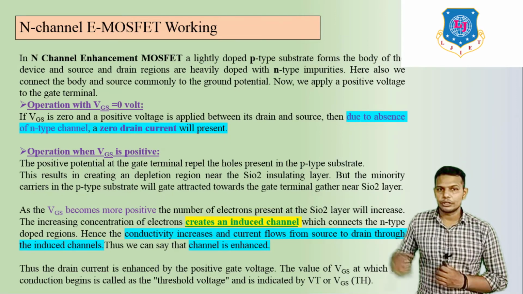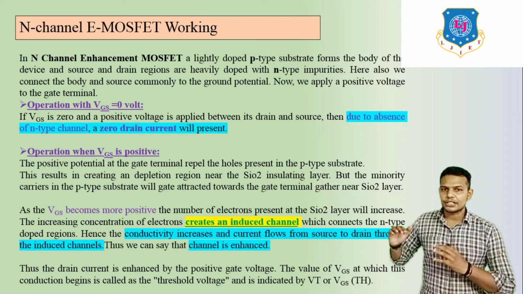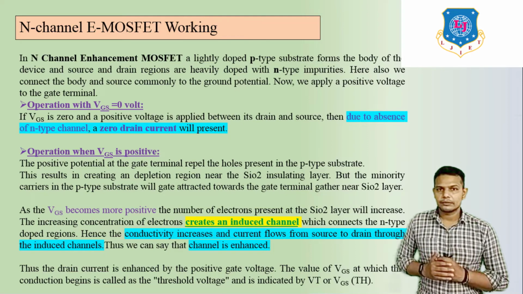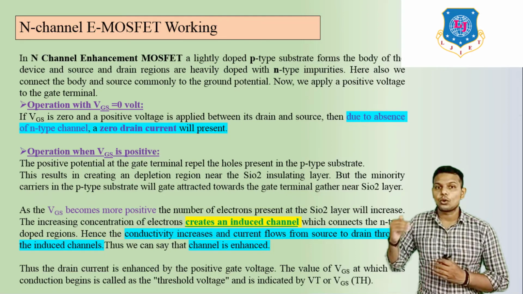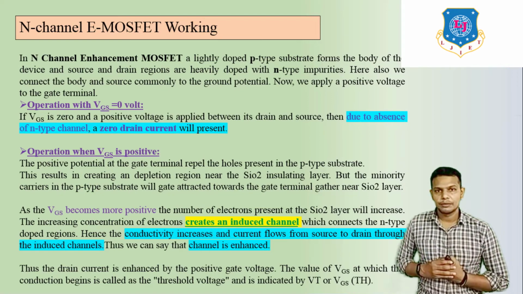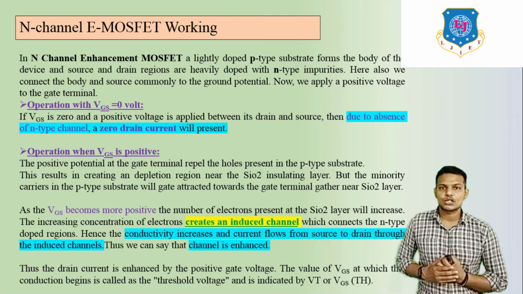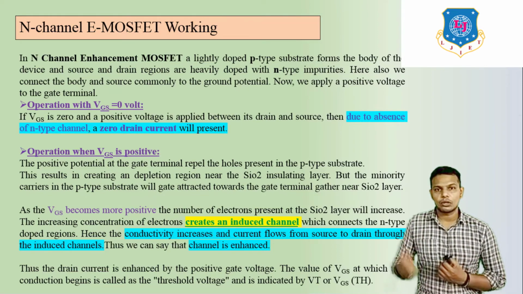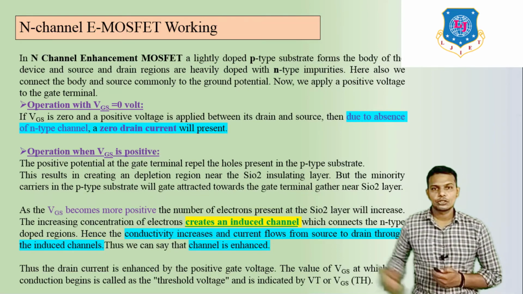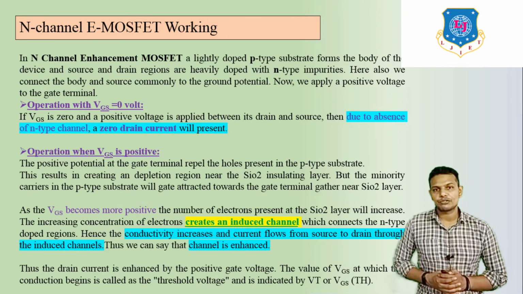By positive gate voltage, the VGS at which conduction begins is called the threshold voltage. That's why it is also known as VTH, because we increase VGS more and more on the positive side. That's why it is known as threshold voltage VTH. So this is the working principle of N-channel E-MOSFET.